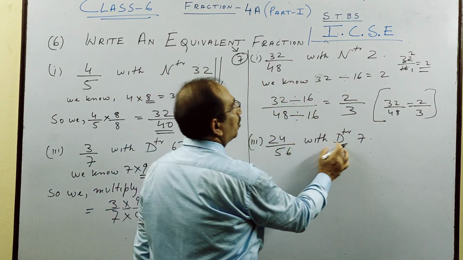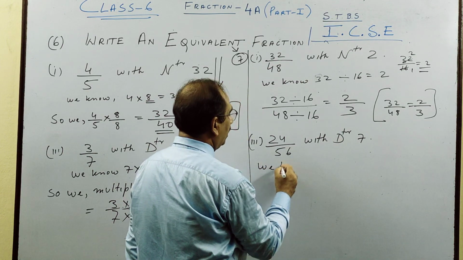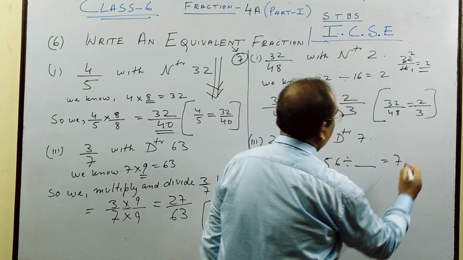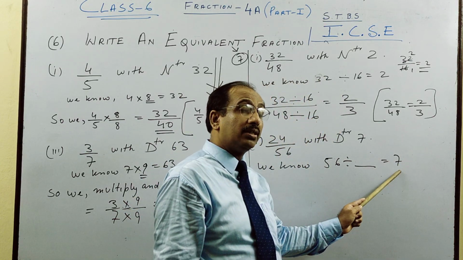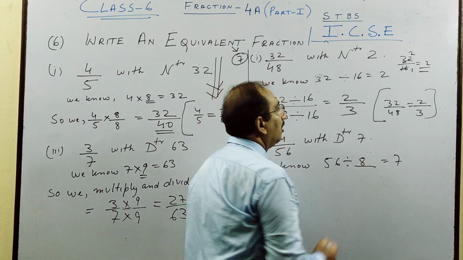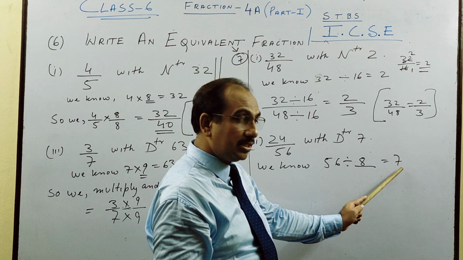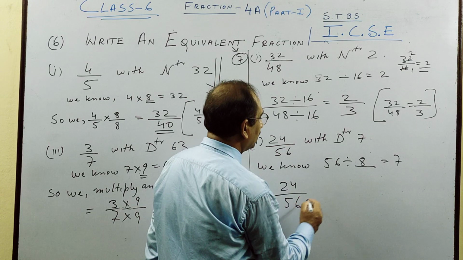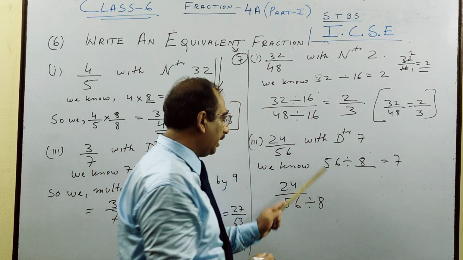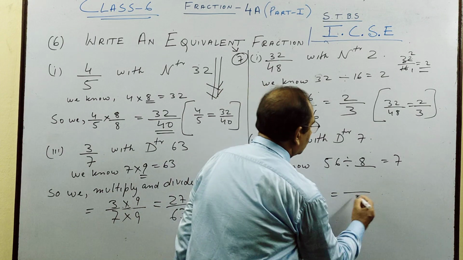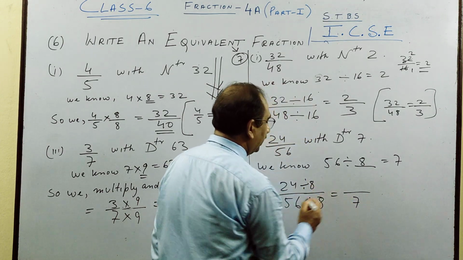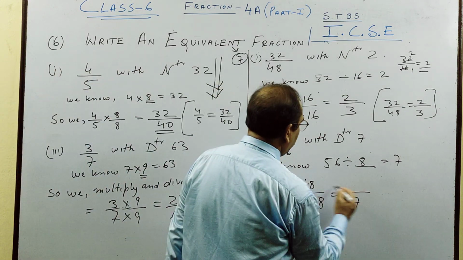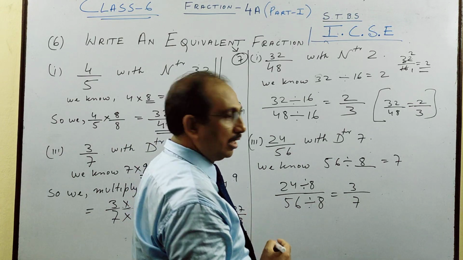In the same way here, I have to make denominator 7. So we know 56 divided by what will give you 7. So see, 7 sevens are 49, 7 eights are 56. So you will see the table of this. So we divide both. If you divide the denominator by 8 to get 7, I will divide the numerator also by 8. Any operation we do, we have to do with both. So this will be 3. So this is the equivalent fraction.